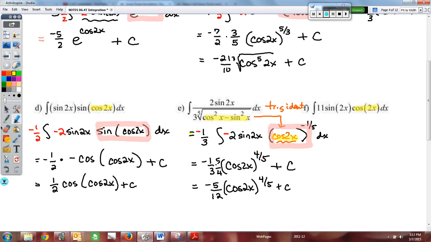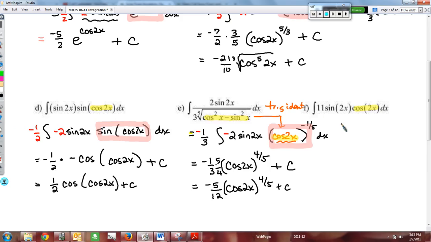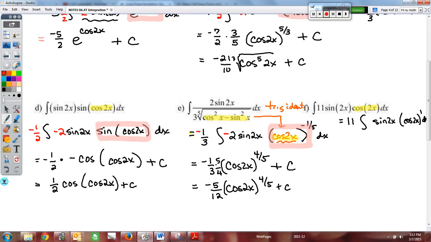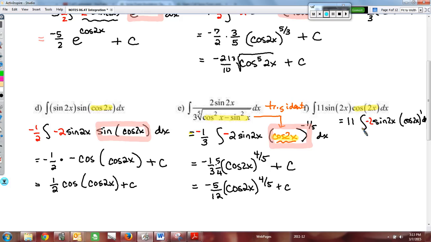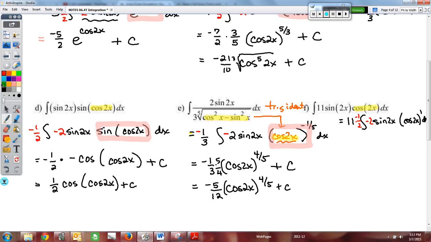Okay, and so we're basically thinking of this as, I'm going to pull the 11 out. So the integral, I'm going to leave a little space here, sine of 2x, and then you can think of this as cosine of 2x to the first. There's nothing wrong with thinking of that as like u to the first, because that's easy to integrate. We see that we're missing our -2, so we put it in and then we put our correction, -1/2. And now we're ready to do our integration.